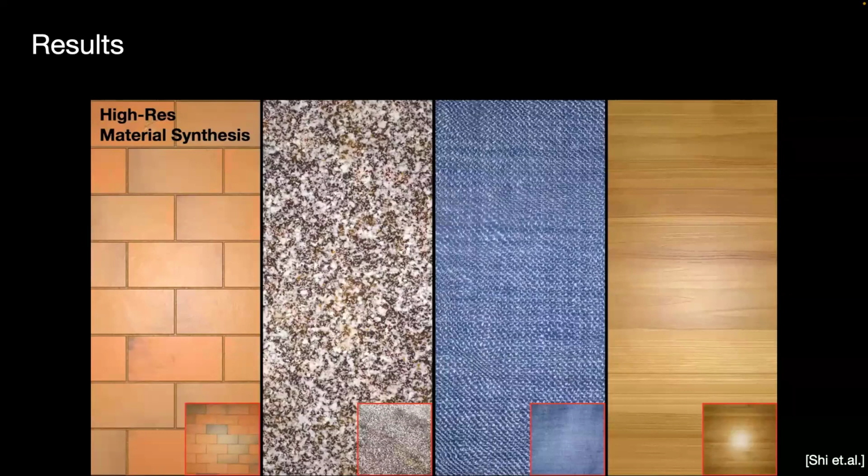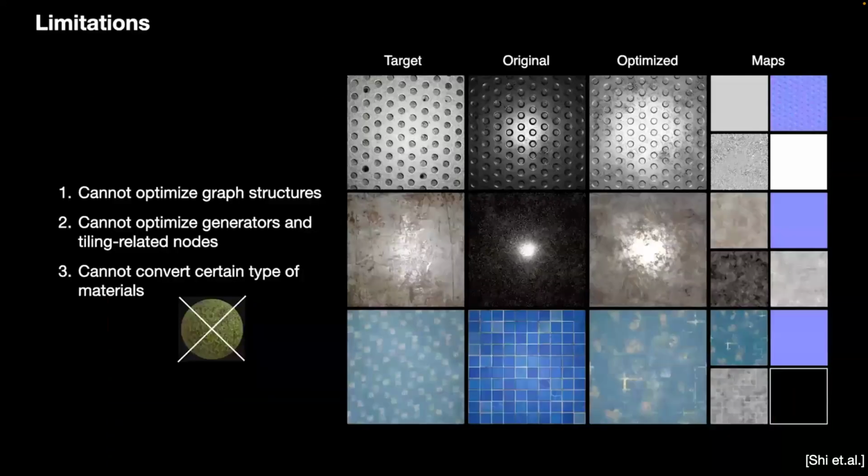So here are high resolution material synthesis. So here we have the patches, and you have like the material, fold details, and blurry details, right? But it's not perfect. It can be optimized. There are some limitations. Like one limitation is that you take the graph template and you cannot optimize the graph structure. You cannot change the template.